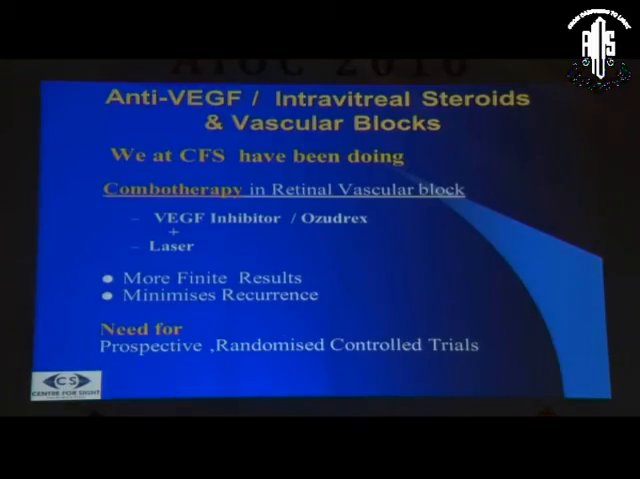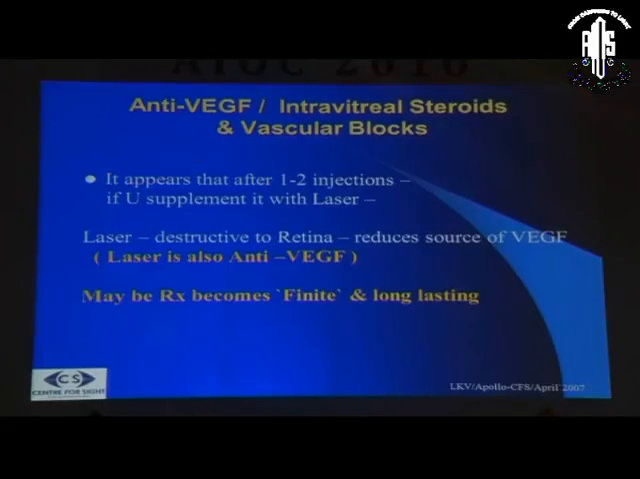What we have been doing at Center for Sight for nearly a decade now, especially in bad patients of CRVO, what we offer is anti-VEGF and or Ozurdex sometimes, and start doing laser, because we believe laser itself is anti-VEGF because it destroys ischemic retina. So the number of injections definitely come down. It appears that after say around 2 injections, if you start supplementing this bad patient of CRVO, this treatment does become finite and long lasting.